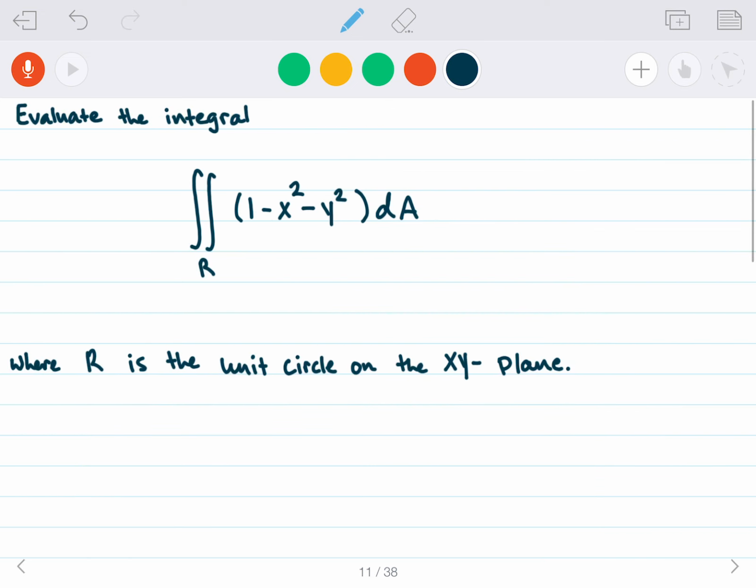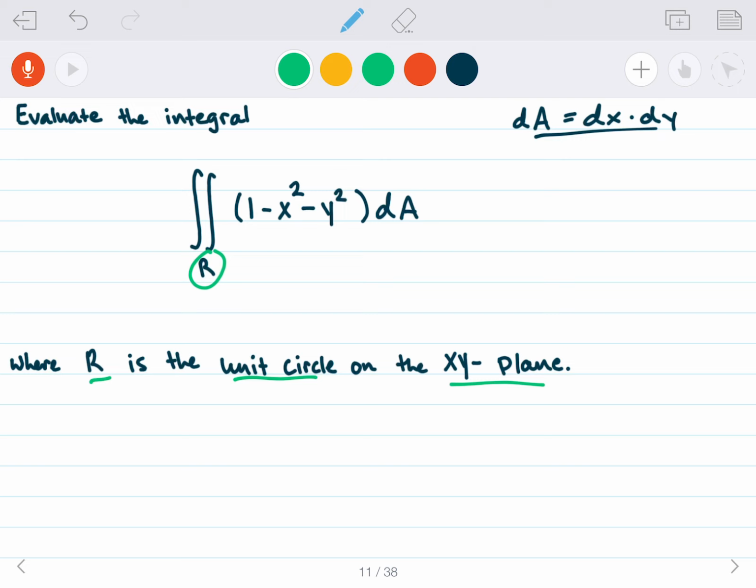So let's do this in practice. We want to evaluate the integral over a region, and our function is 1 minus x squared minus y squared dA. Okay, so in rectangular, remember dA, the change in area, is the change in x times the change in y, but we're about to change to polar. It says that R is the unit circle on the xy plane. So that's going to tell us where our bounds for r need to be and where our bounds for theta need to be.